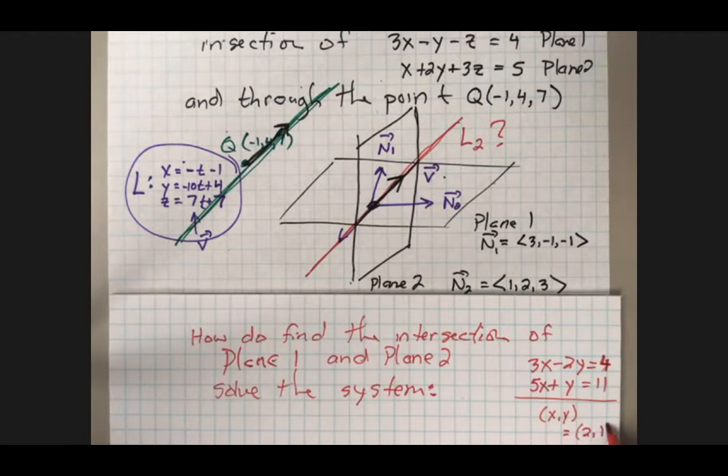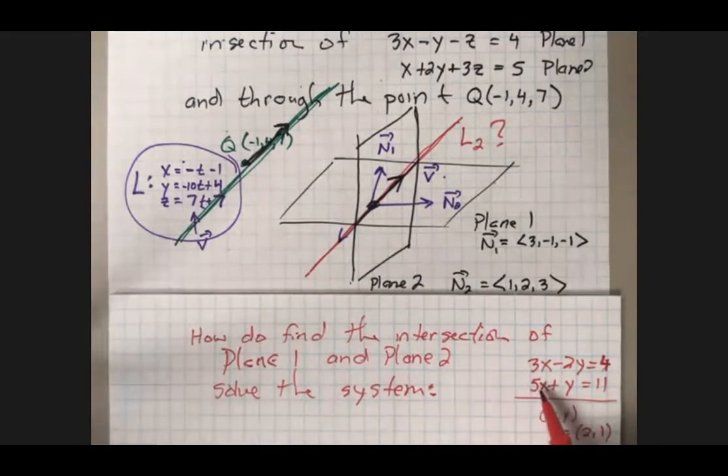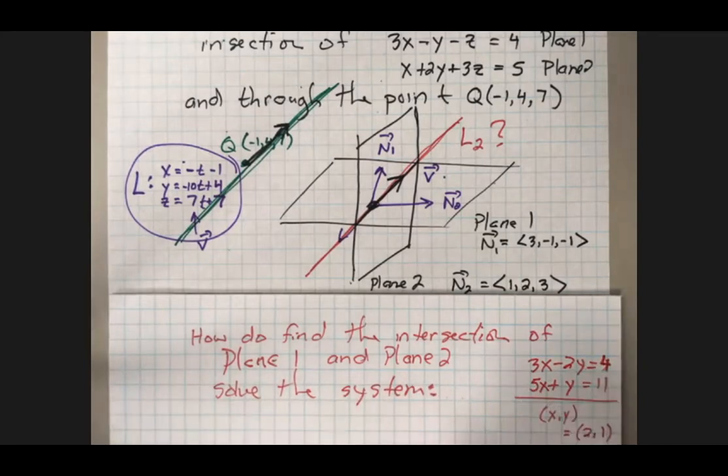And the answer is (2, -1). These two lines must intersect in a single point. How do I know (2, -1) is the answer? Test it in both equations. I'm either lying or I'm telling the truth. But you could do this in multiple ways. You could say, oh, I'll multiply the first equation by 5 and the second equation by minus 3 to cancel out the x's. Then I'll cancel out the y's. Cancel the x's to find the y, cancel the y's to find the x. I don't mind how you do this problem, but it's called solving a system of equations.